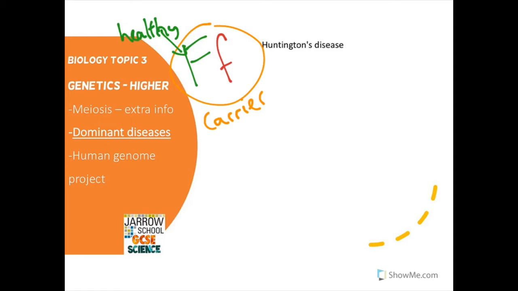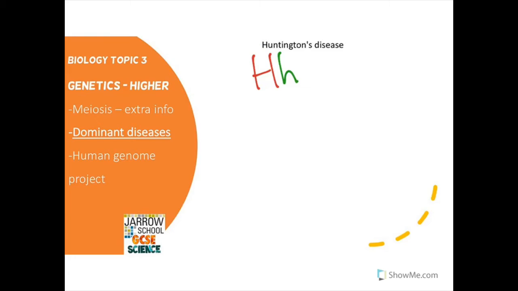And this is the case in Huntington's disease. So this is caused, we'll call that allele H. And if you have one copy of the big dominant allele, this is actually the diseased one. So you would have the disease even if you've just got one copy of this diseased allele.